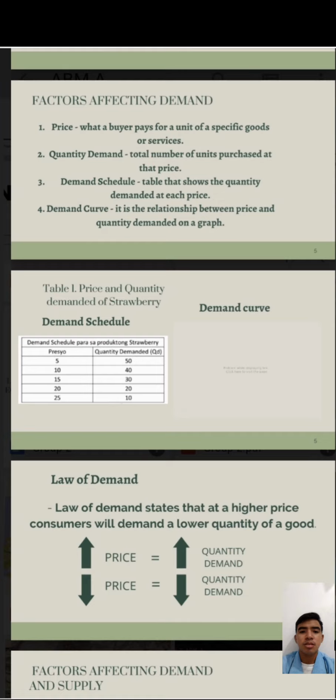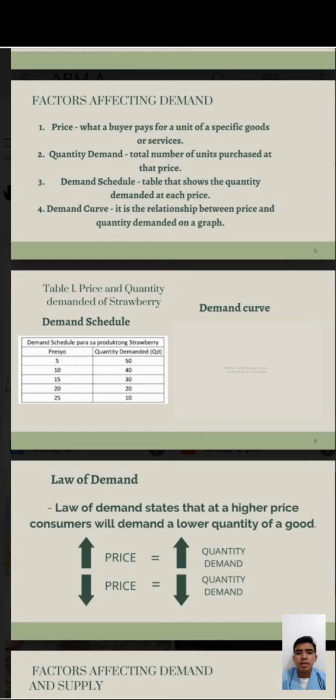Number 3. Demand schedule. A table that shows the quantity demanded at each price. Sometimes the demand schedule is called the demand curve because it's the graphical representation of the demand schedule. Demand curve. It is the relationship between price and quantity demanded on a graph. This is a graphical representation of the relationship between the price of a good or service and the quantity demanded for a given period of time.